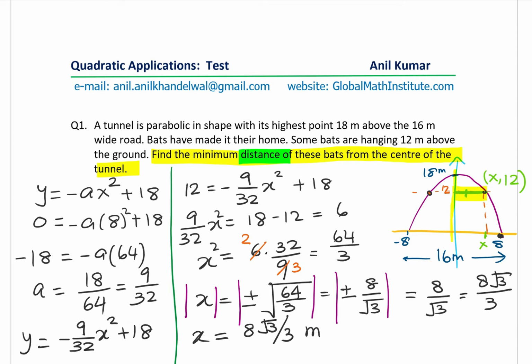Well, sometimes you may be required to write the answer in decimals. In that case, since it is not mentioned, we'll also find that particular answer and write it down in decimals as 4.618. In three significant figures, we can write this as 4.62 meters.